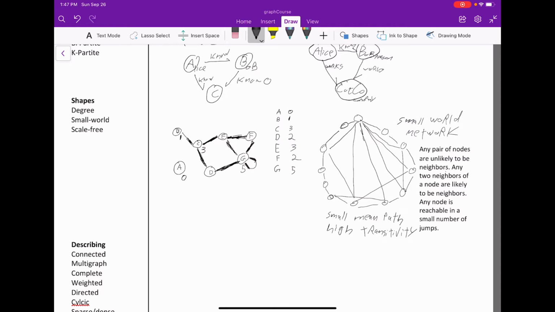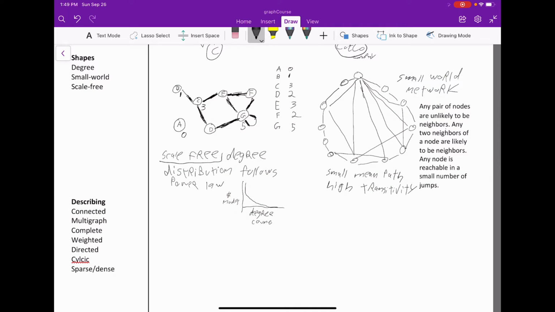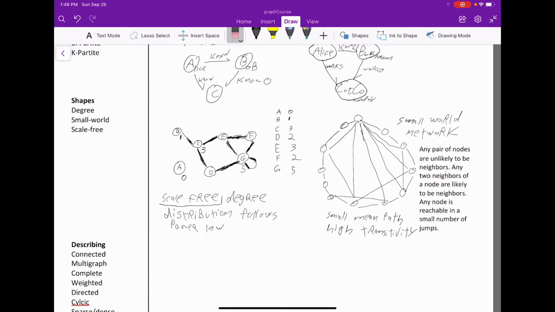Lastly, let's consider scale-free networks. A scale-free network is something where the degree distribution follows a power law. So what does that mean in practice? Well, let's think about it. We have a handful of nodes with very large numbers of edges coming out of them, but most of our nodes have very few edges coming out of them. That is to say, it looks something like this. We have the actual degree count here, and the number of nodes with that degree count, and a power law distribution looks something like that.